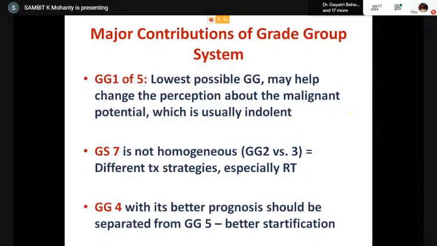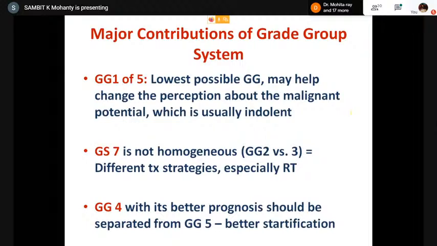So GG1 to 5, the lowest possible Gleason grade, may help to change the perception about the malignant potential, which is usually indolent. G7 is not a homogeneous entity. Grade group 2 versus grade group 3 is very different because they have different treatment strategies, especially radiation therapy. GG4, Gleason grade group 4 with a better prognosis, should be separated from GG5 with a better stratification.